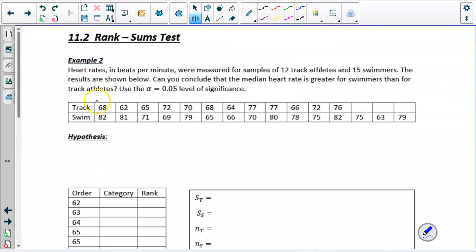Heart rates in beats per minute were measured for samples of 12 track athletes and 15 swimmers. The results are shown below. Can you conclude that the median heart rate is greater for swimmers than for track athletes?